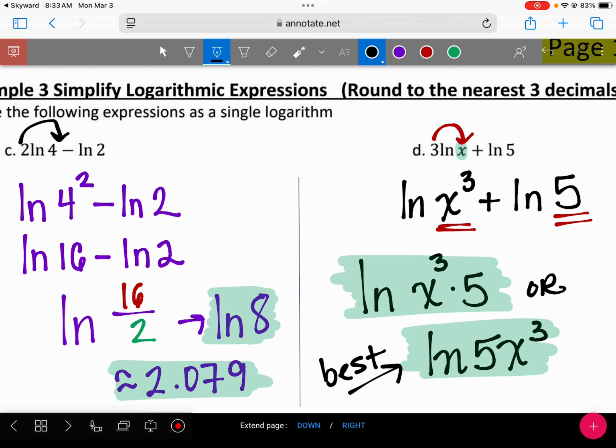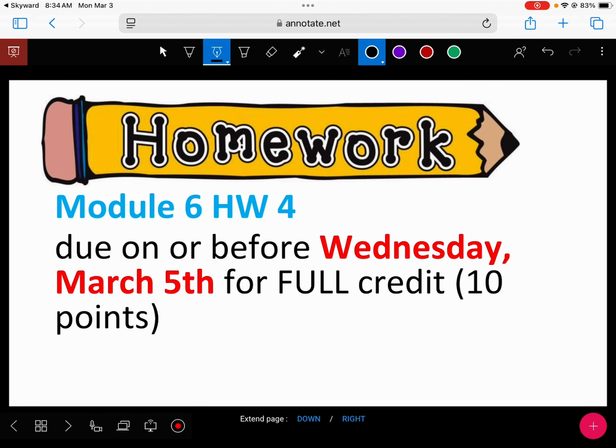All right, so now let's transition over to homework 4. First thing first, homework 3 is due today for full credit. Can you all write that homework 4 is due on Wednesday?